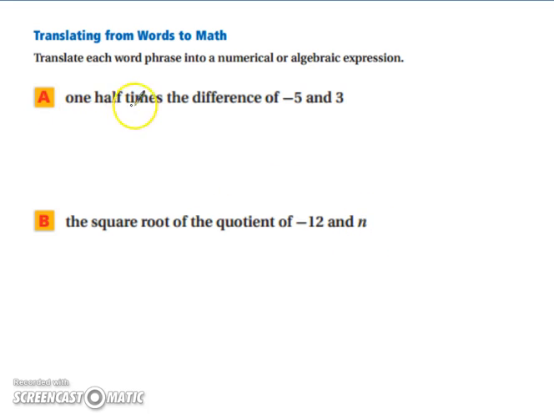So we have 1/2 times the difference of negative 5 and 3. So you have 1/2 times the difference of these two. So it's 1/2 times this quantity together, because it's the difference of negative 5 and 3. So 1/2 times the difference of negative 5 minus 3. Try the next one on your own.